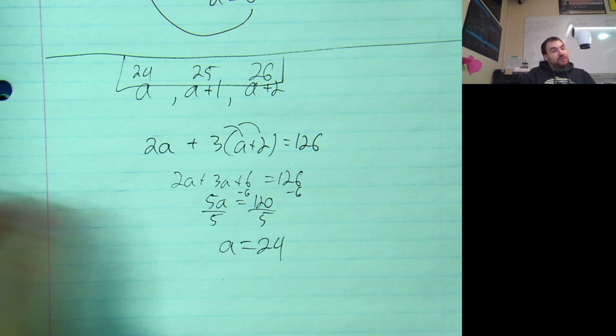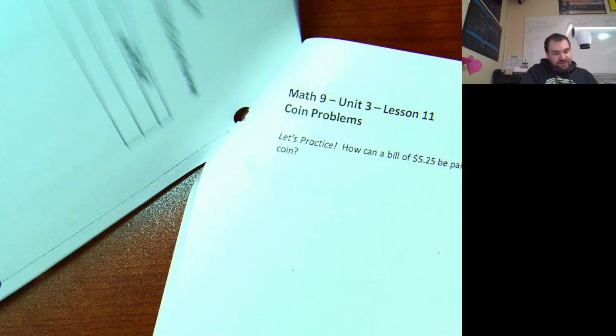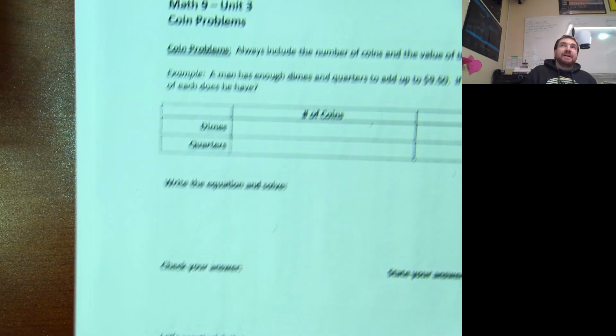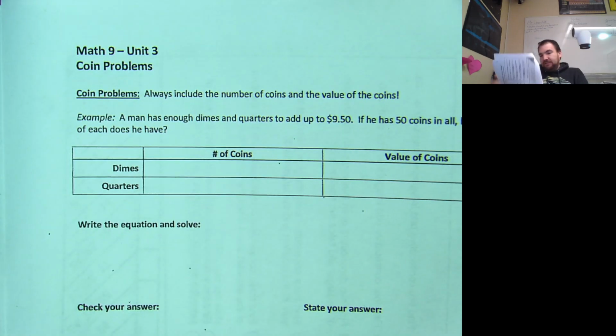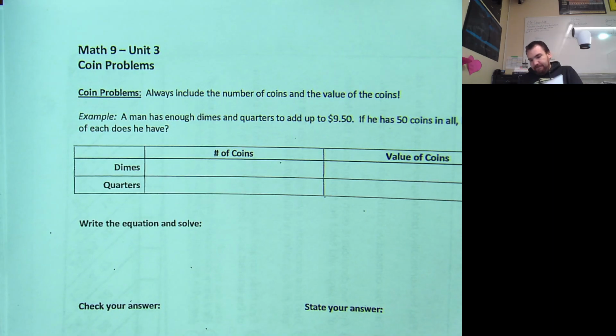Okay, let's do some more. New style. Flip the page. Here we go. Money. Okay. We have 2 more styles. Actually, that's not true. We have 3 more styles of problem. We're going to do money problems. Sorry. We've done the consecutive number problems.